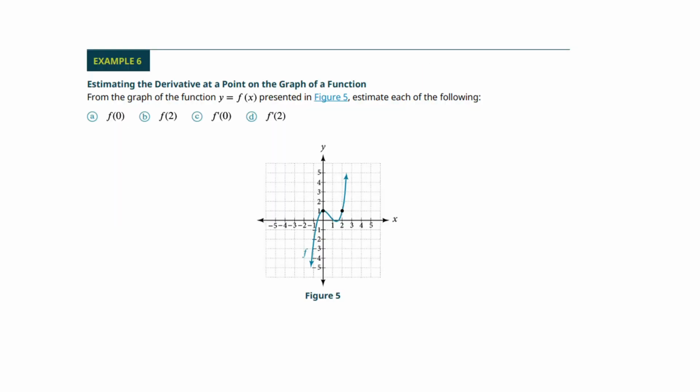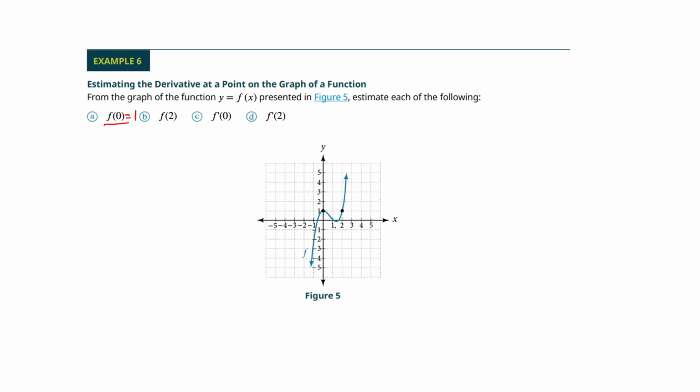Okay, so we're going to do this now from a graph. First of all, they're just saying, what's happening here? Evaluate this function when x is 0. Well, when x is 0, y is 1. Remember, this just means y. When that's 0, you get 1.